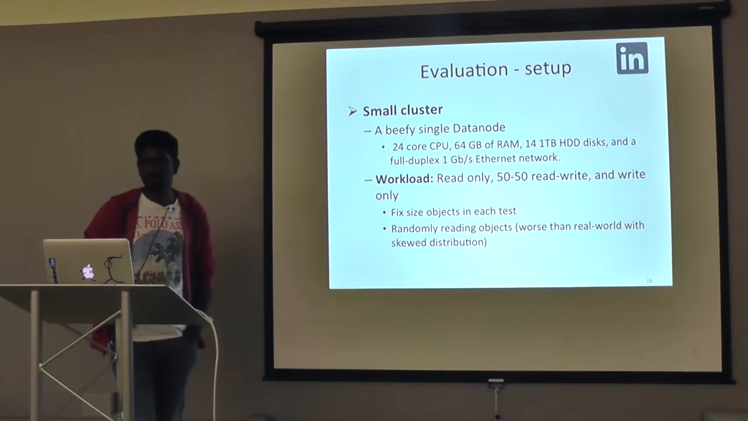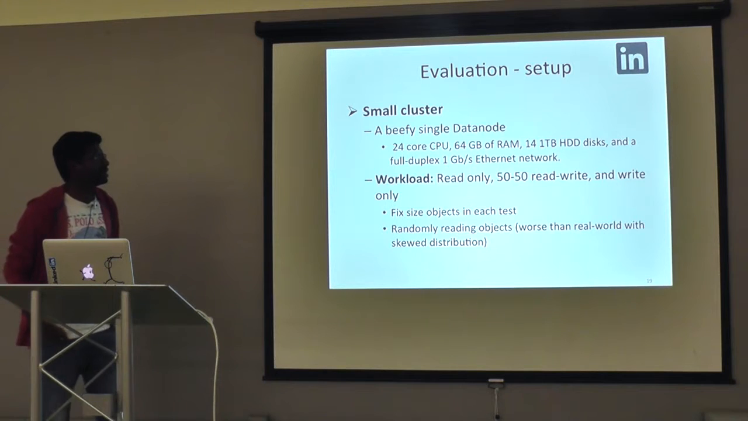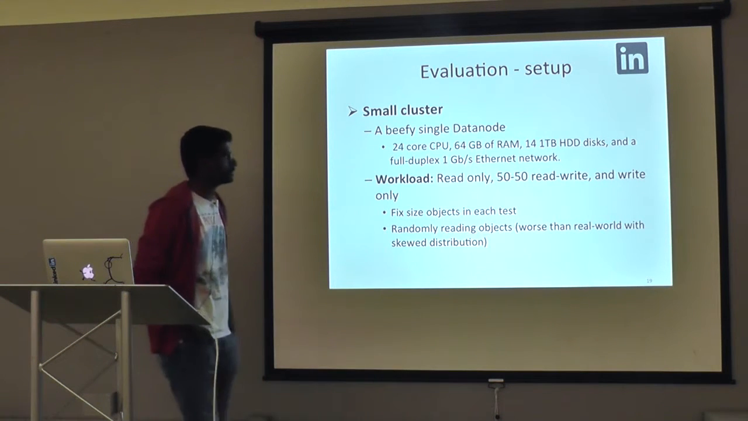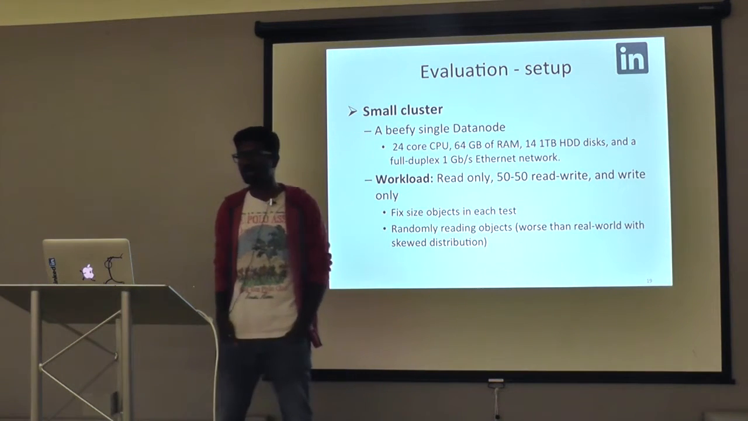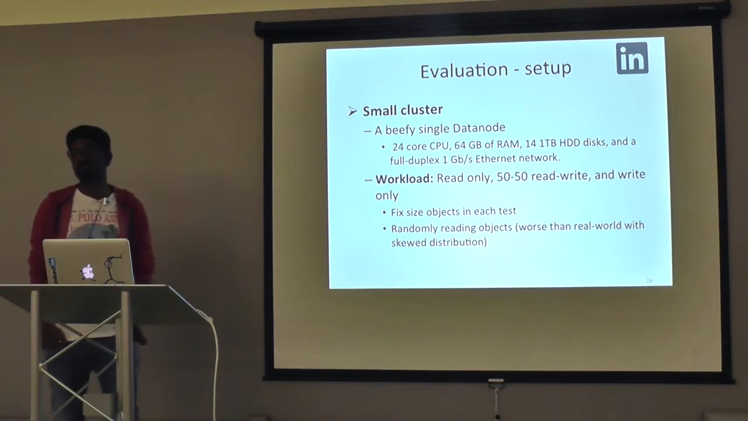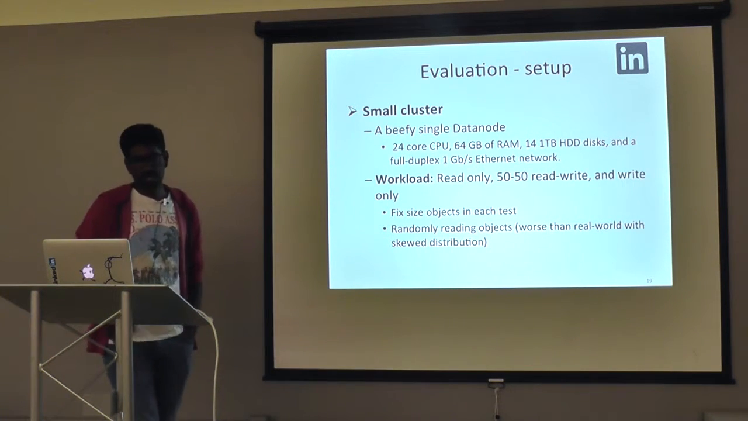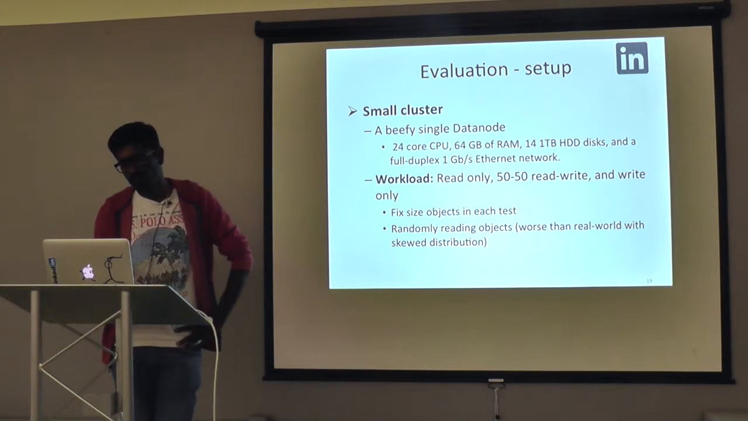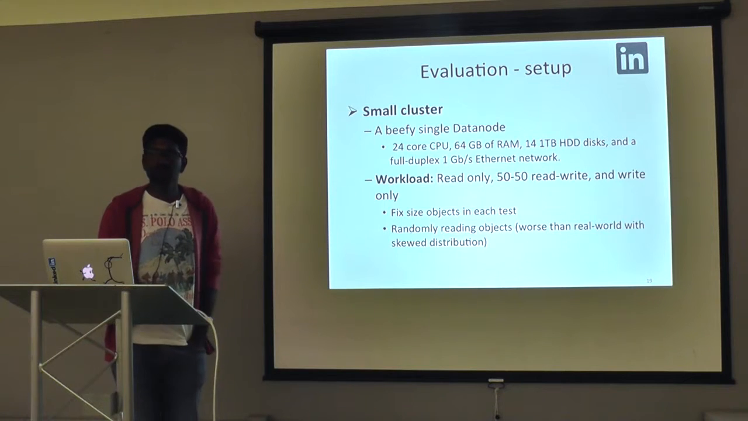Let's see how the performance numbers look in Ambry. It's a beefy single node config. We have 3 different types of workload: read, write, and read-write. We use fixed size objects in our testing. And our workload is pretty much making random reads.